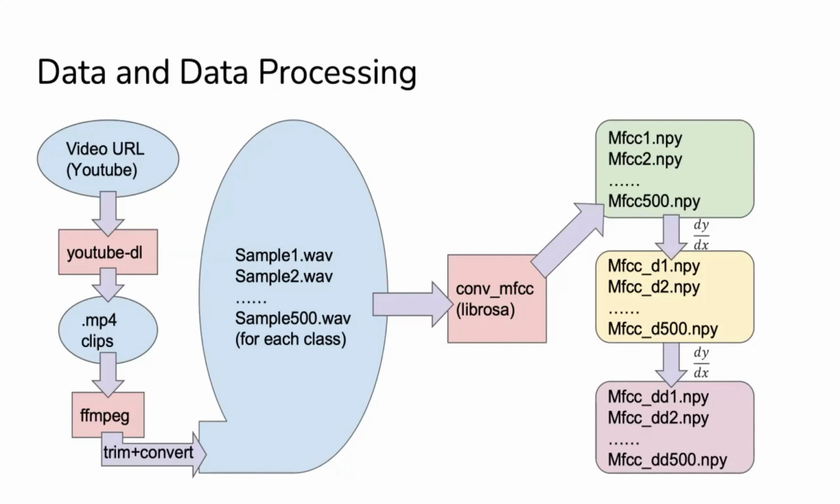The samples are then converted to MFCC data with a function called convertMFCC, written by the team with the Python Librosa library, and stored as NumPy arrays. We then compute the first and second derivatives for the MFCC data, which Daniel will talk a bit more about on the next slide.